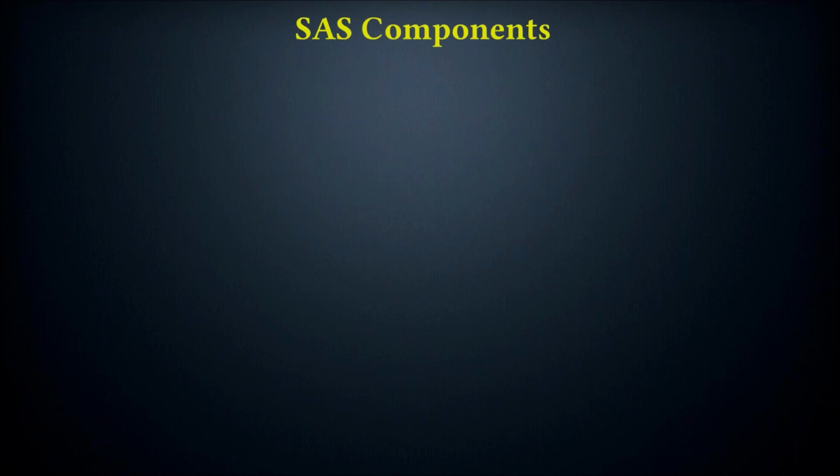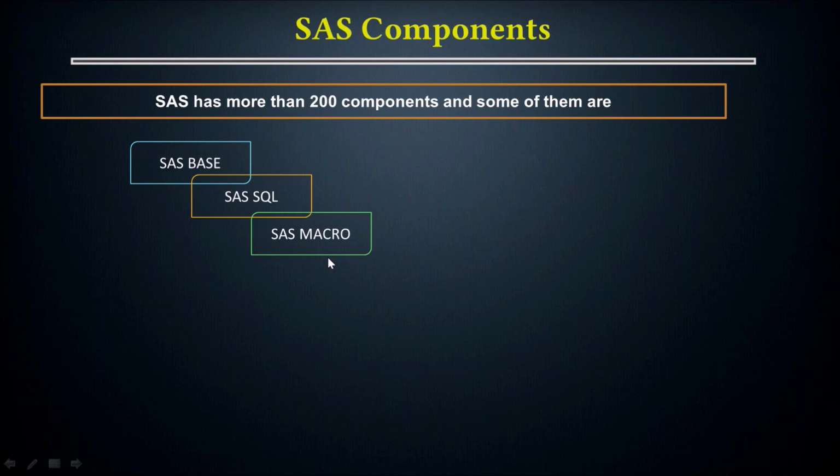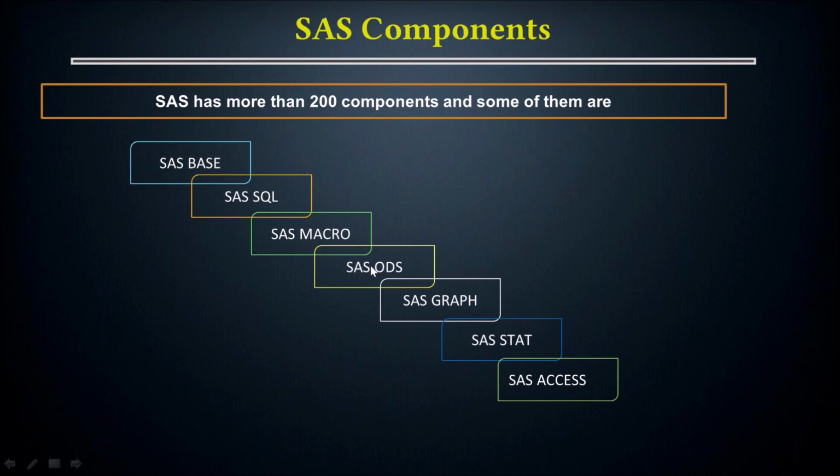Now let's see the various components in SAS. SAS may contain more than 200 components, right? So let's see some of them. They are SAS Base, SAS SQL, SAS macros, SAS ODS, graph, stat, access. Like this, so many components are there. Don't worry, we are going to learn about all these components.